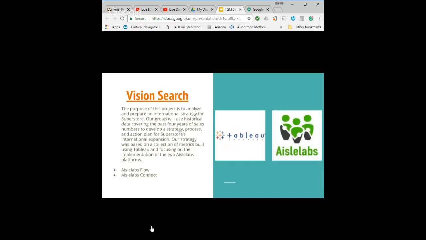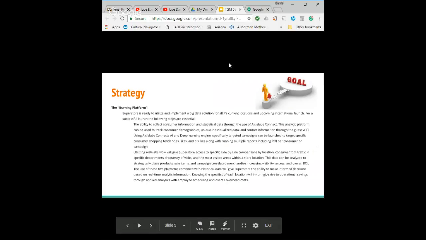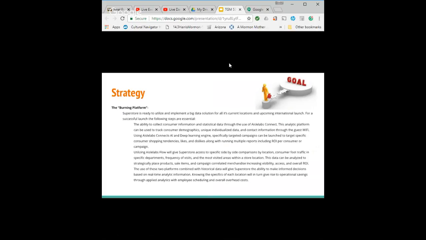Two of our biggest focuses are going to be on Iolabs Flow and Iolabs Connect. The burning platform is Superstore is ready to utilize and implement a big data solution. And to do this, we're suggesting that they use the Iolabs platforms. Iolabs Connect is the ability to collect consumer information and statistical data.